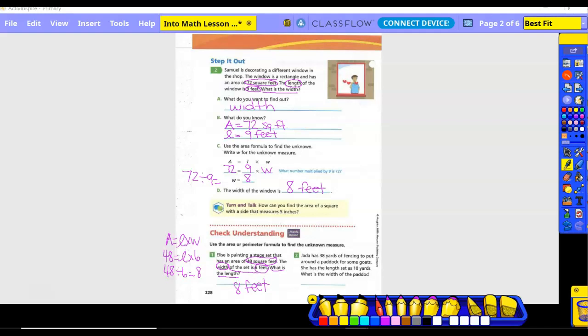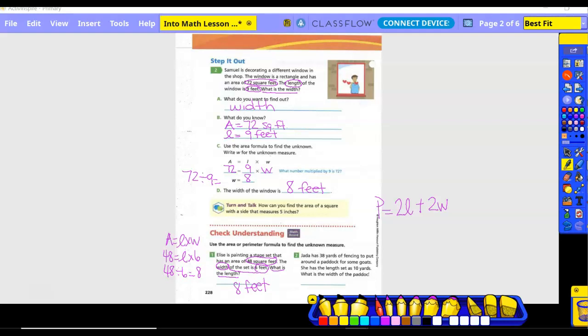Okay. Also, what other word tells us that it's perimeter and not area? The word around, right? Because perimeter goes around objects, right? Okay. And area covers the entire object. Okay. So our formula for perimeter is P equals 2L plus 2W. Remember, when things are close like that, it also means multiplication. Okay, you don't have to have that multiplication sign.